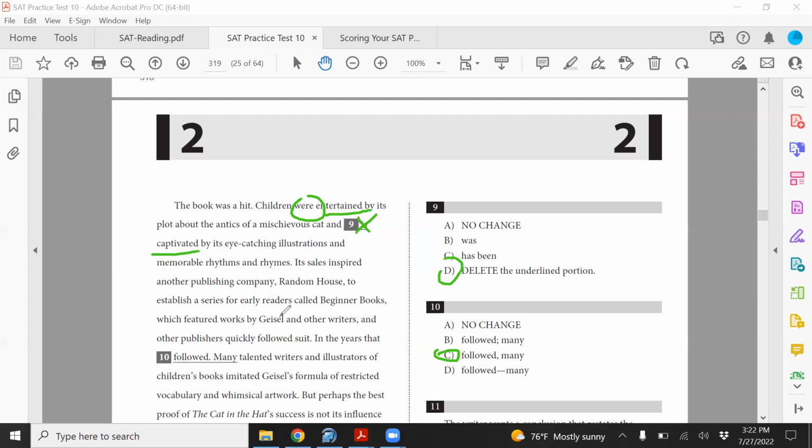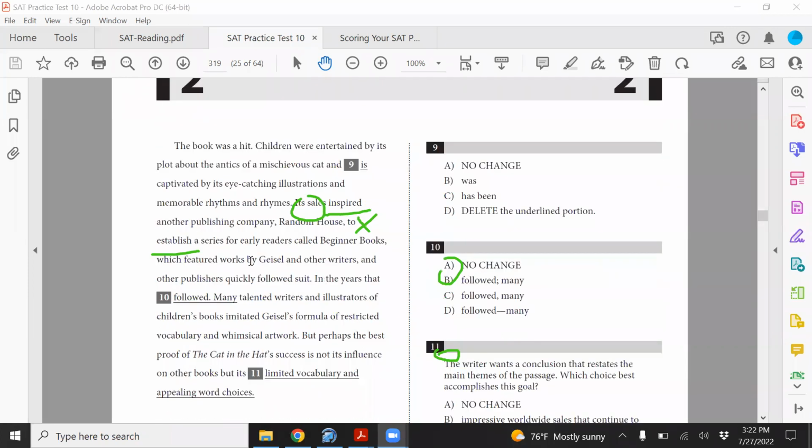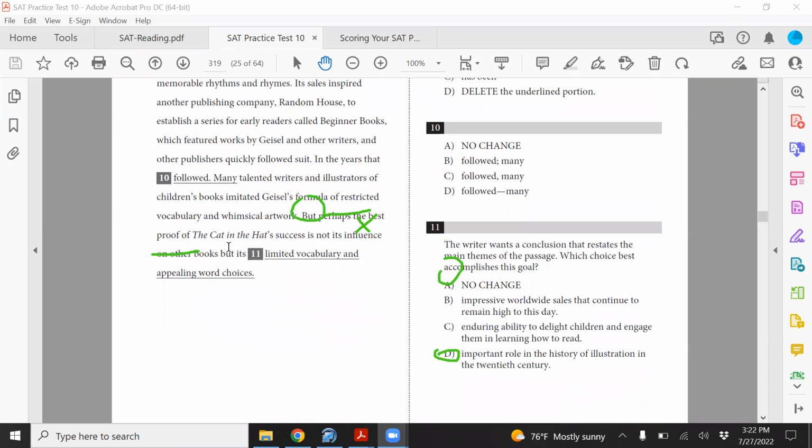In the years that followed, many talented writers and illustrators of children's books imitated Giesel's format of restrictive vocabulary and whimsical artwork. But perhaps the best proof of the Cat in the Hat's success, not its influence on other books, but in its limited vocabulary and appealing word choices. So restate the main theme.